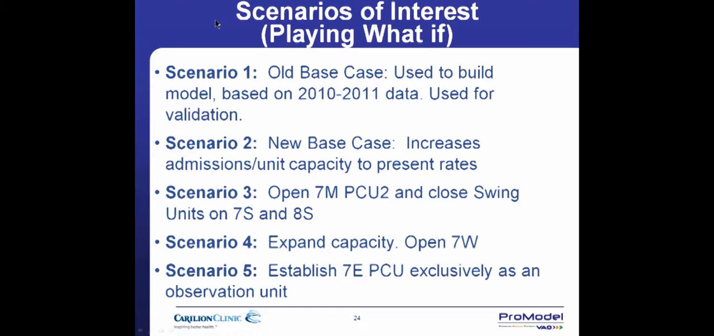Some more admissions, a few changes in units. So scenario 2 is the new base case, and now we compare everything to that. Scenario 3, this is where we open up the 7 Mountain PCU 2. That's got 8 beds, and we close down the 5 swing beds on each of 7 South and 8 South. And then scenario 4, we're going to expand capacity, opening up 9 beds on 7 West. And then scenario 5, what if we establish 7 East PCU exclusively as an observation unit?